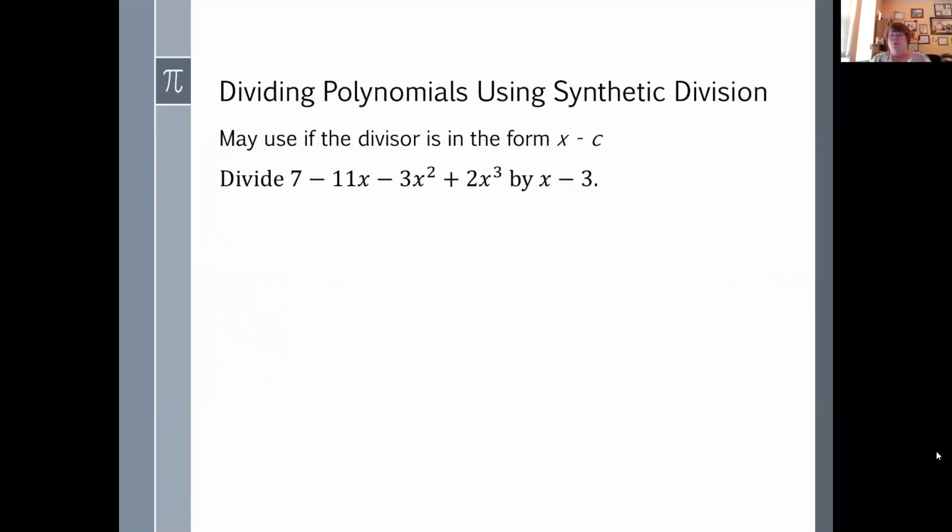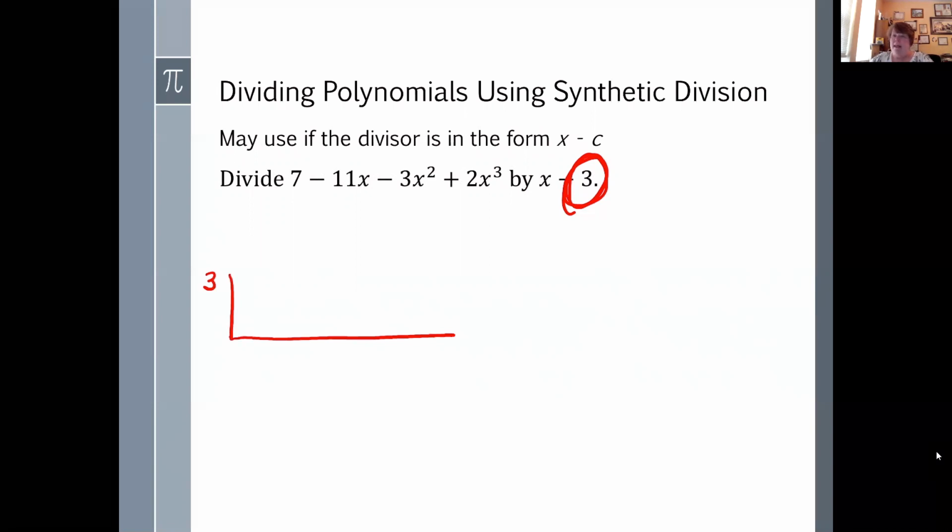Okay, so when my divisor is in the form x minus a constant, I can use synthetic division. So what you do is you take the constant. In my case, the constant is the number 3. I take that number 3 and I write it down. And now, instead of doing the normal division bar, I'm going to write an inverted division bar.